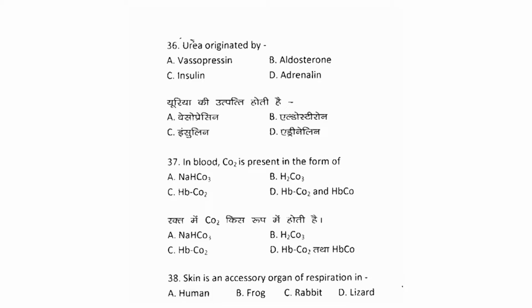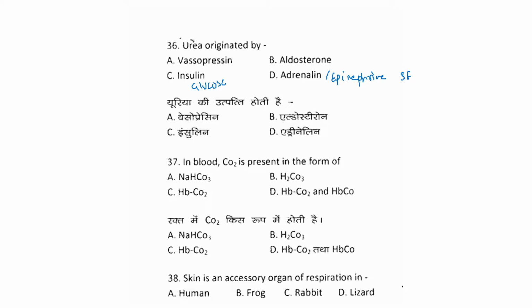Next question is urea originated by. So this question is partly incorrect. Insulin, we all know that it regulates glucose metabolism. So it controls blood glucose level. Adrenaline is epinephrine, and it is also called the 3F hormone, that is fight, flight, and fright. So it plays a role during stress conditions.